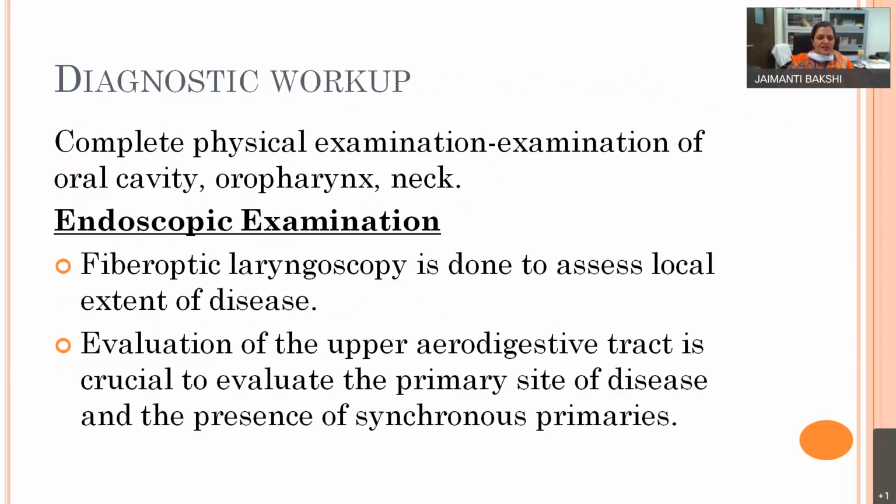So how should be the diagnostic workup of patients who present with oropharyngeal cancers? A complete physical examination of the patient should be done, including examination of the oral cavity, oropharynx, and neck. Endoscopic examination is an important part of the examination in these patients, and fiber optic laryngoscopy is done to assess the local extent of the disease. Evaluation of the upper aerodigestive tract is crucial to evaluate the primary site of the disease and the presence of synchronous primaries in the upper aerodigestive tract.